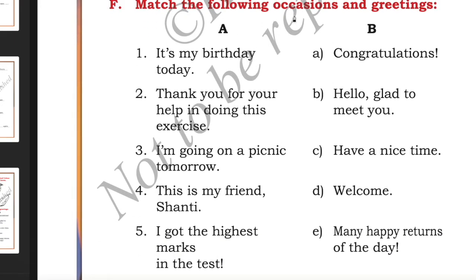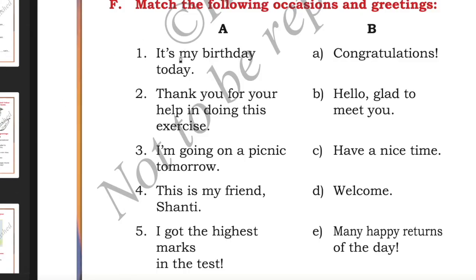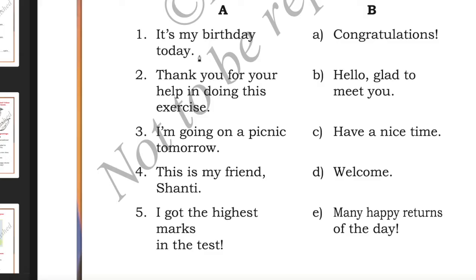Match the following occasions and greetings. So here we have, it's my birthday today. And you need to match one of these. So if it's somebody's birthday, you will tell them many happy returns of the day. Thank you for your help in doing this exercise. Then you say, you're welcome. I'm going on a picnic tomorrow. You say, have a nice time.